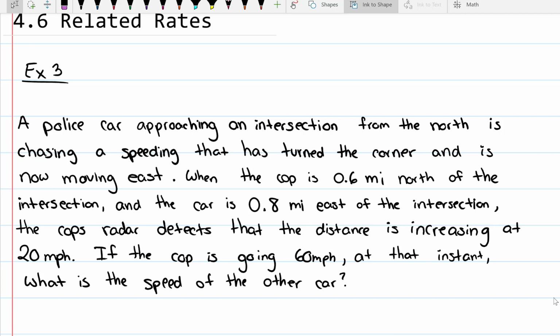There's a lot of information, so let's highlight some of the important pieces. A police car is approaching the intersection from the north. That's probably important. And the other one is moving east. When the cop car is 0.6 miles north and the other car is 0.8 miles east, the cop's radar detects the distance between the cars is increasing at 20 miles an hour. If the cop is going 60 miles an hour, what is the speed of the other car? And this is what I want to know.